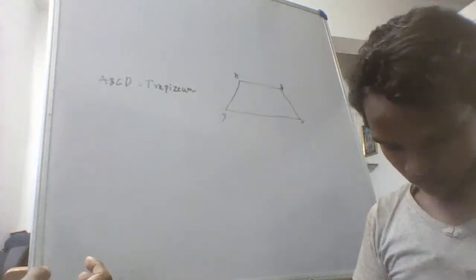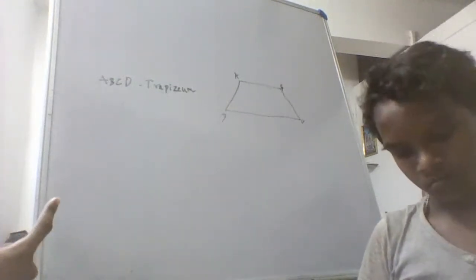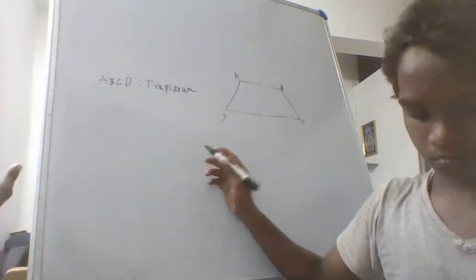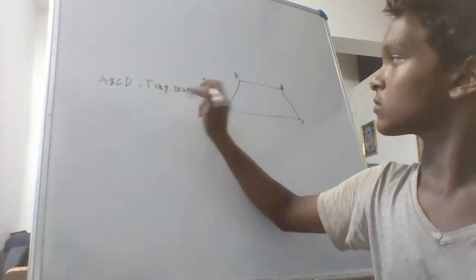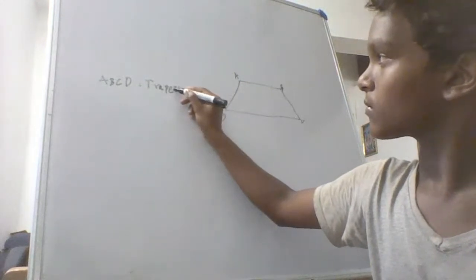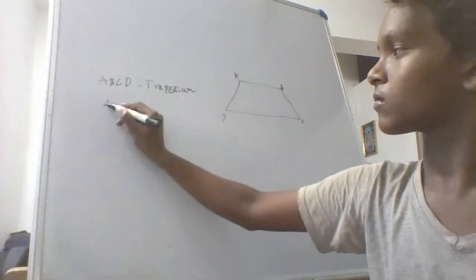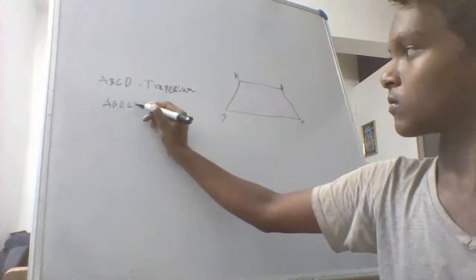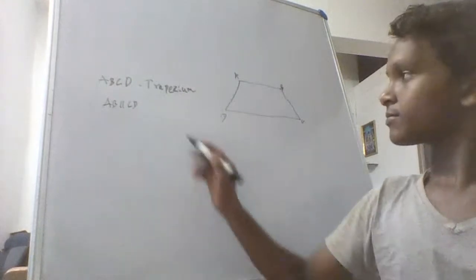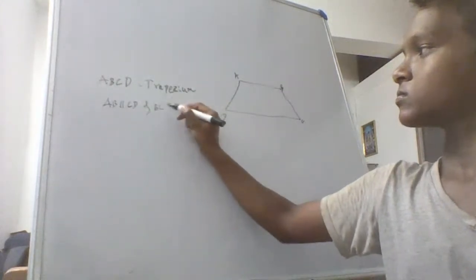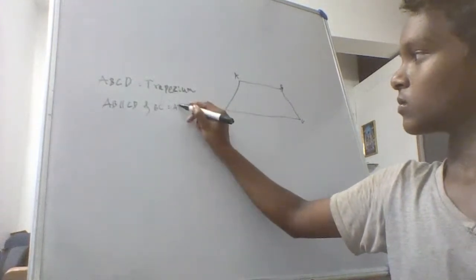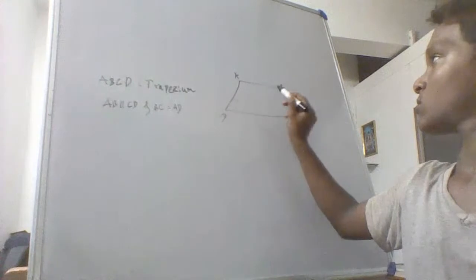Now, what you have noticed here is AB is parallel to CD, correct? Write down AB is parallel to CD, and BC is equal to AD. Show me in the figure what BC and AD are. Yeah, correct. Good.